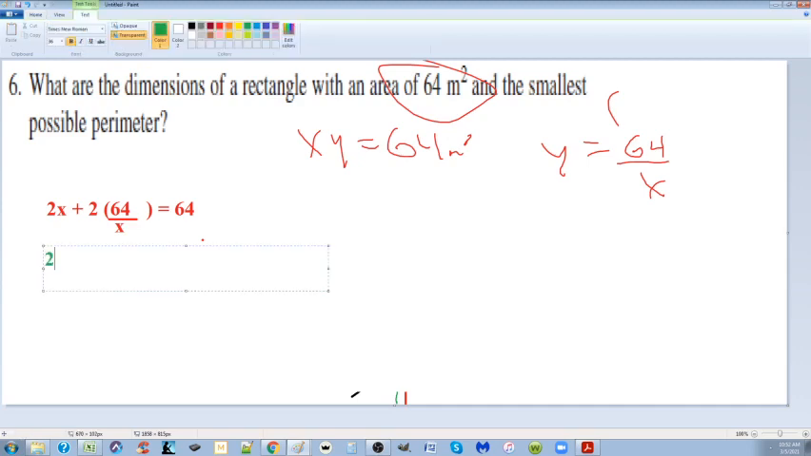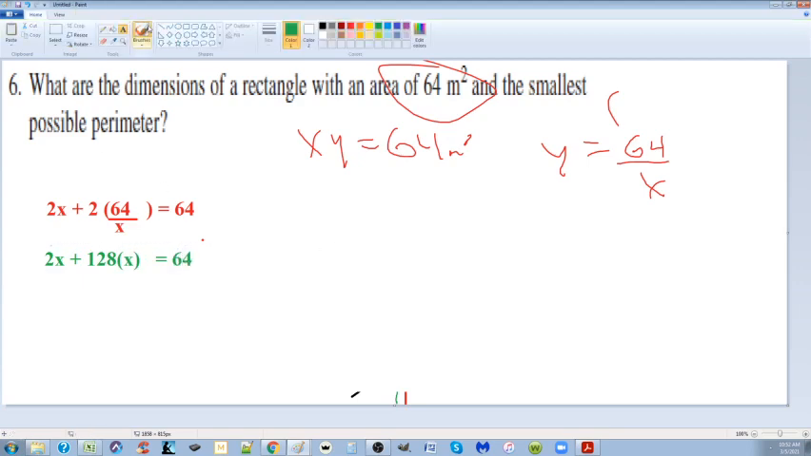And I get 2x plus 128 over x is equal to 64. And I'm even going to rewrite that over x as the way that's easier for me to do, x to the minus 1. X to the minus 1. And if you don't understand your fractions or negative exponents, pause, go study exponent rules, and understand what a negative exponent is. Okay? It'll make your life a lot easier.